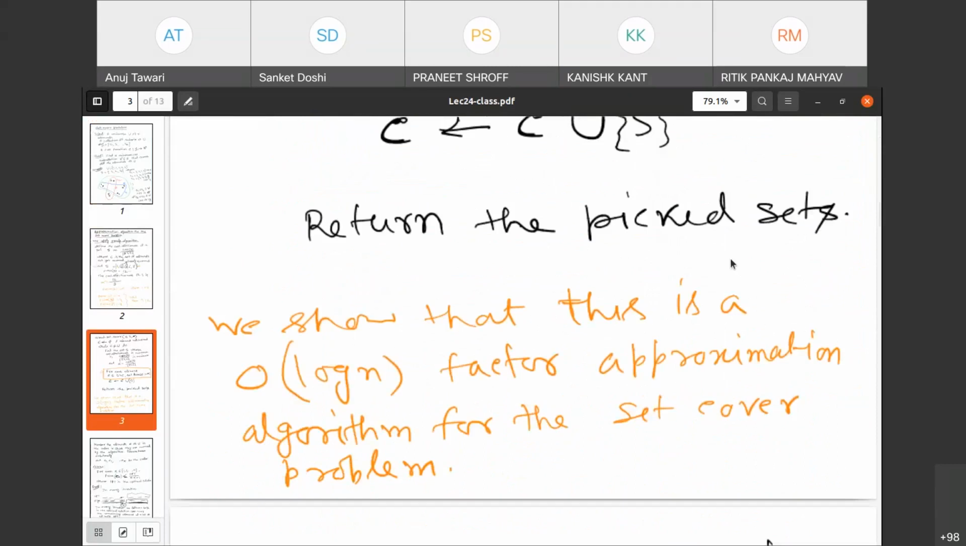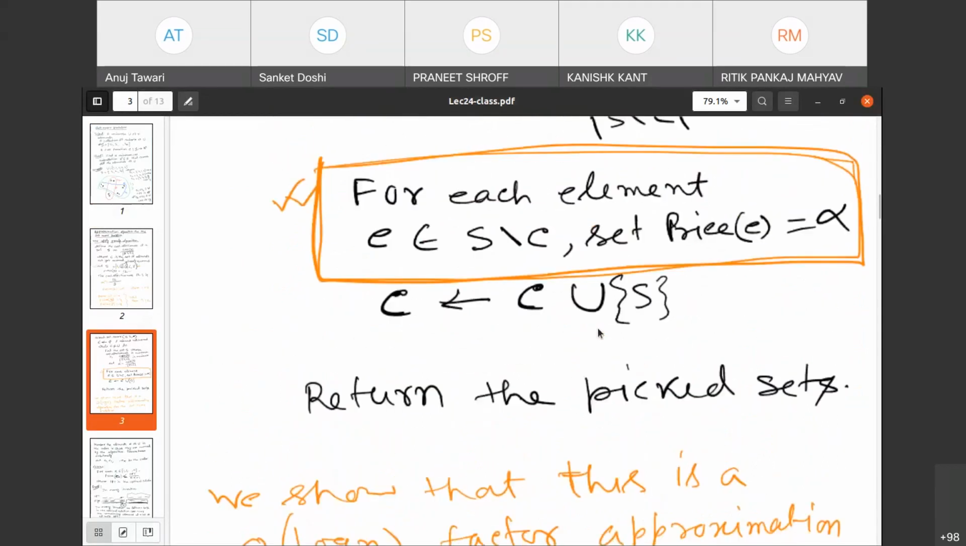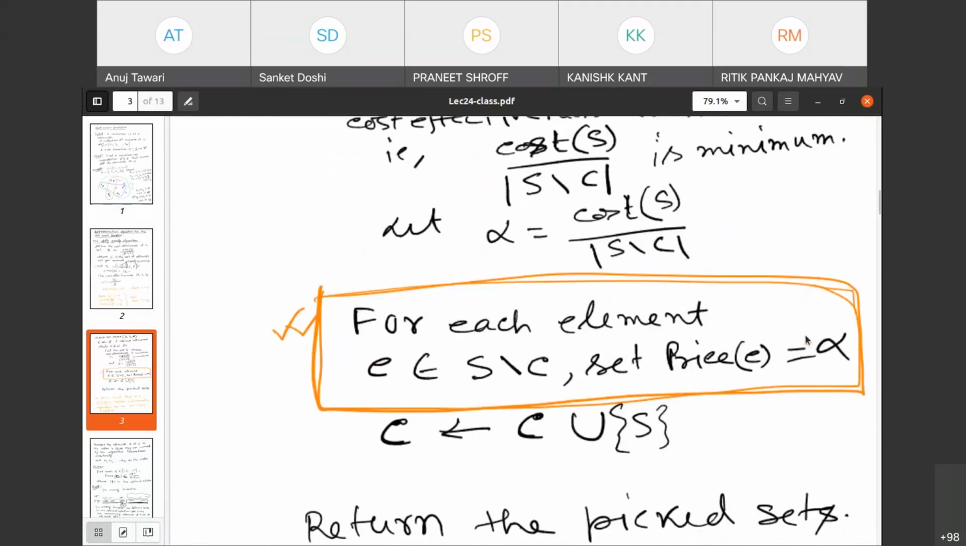Yeah. So let's see how we prove that this is a log n factor approximation algorithm for the set cover problem. Okay, so what is the final thing which is output by our algorithm? Finally we are returning the picked sets and then summing up all their costs. The way we define the price of every element is that we sum up the prices of every element, and that is the total cost for us. Okay. So we want a certain upper bound on this price of each element.